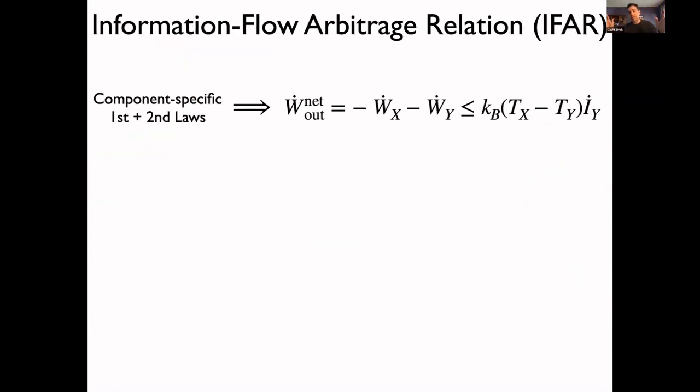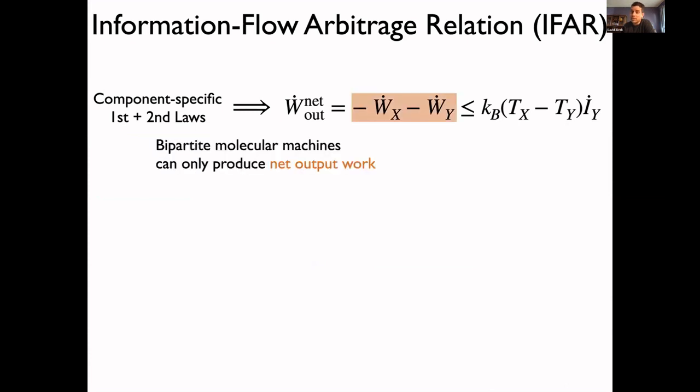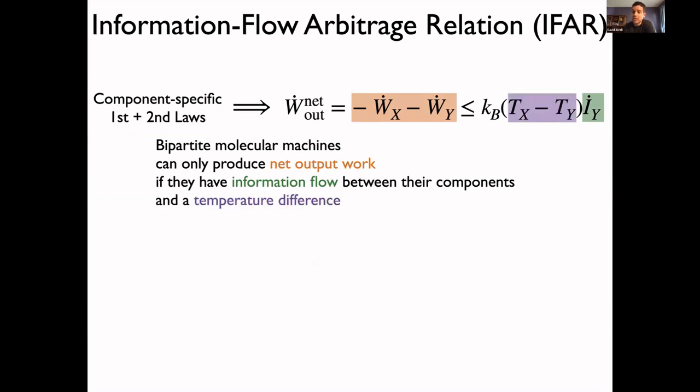Again, you can take the first and second laws in this context for each component. You can smush them together, combine them in the right way, and you get what we call an information flow arbitrage relation. So what is this saying? This is saying I have an upper bound on the net output work I can achieve, right? Due to the sign convention, these are minus W's. The net output work is upper bounded by the product of the information flow between the two different components and the difference in temperatures between them.